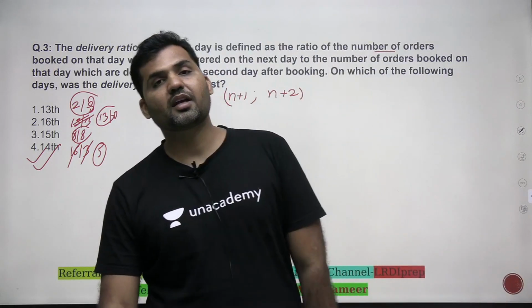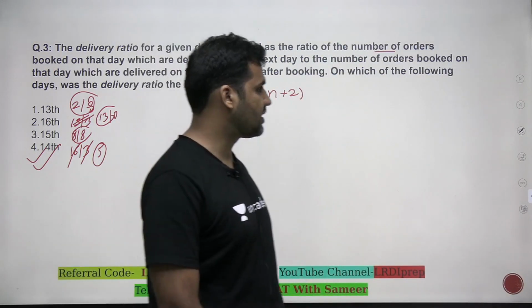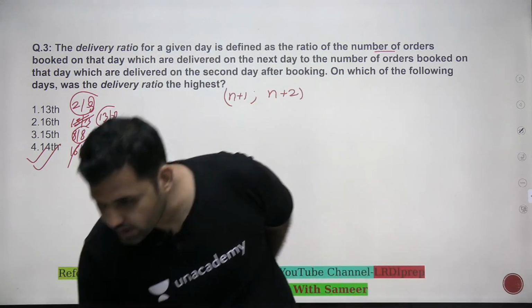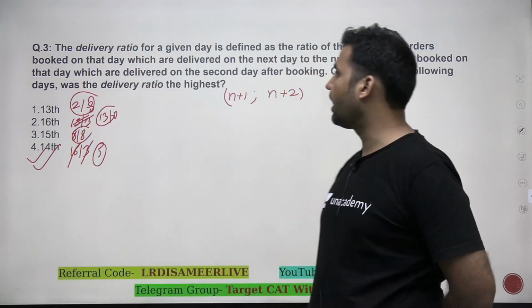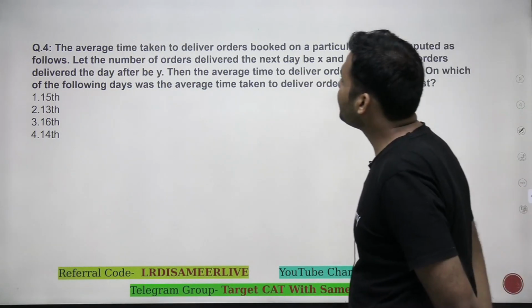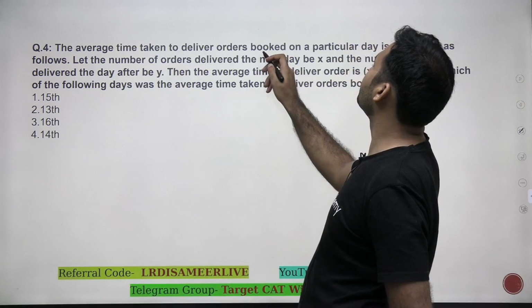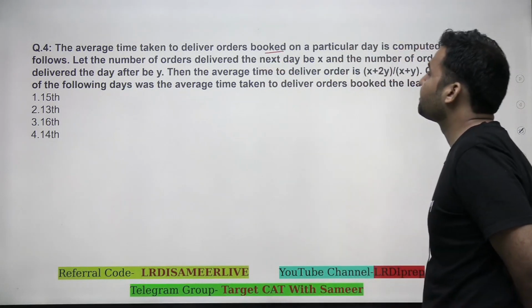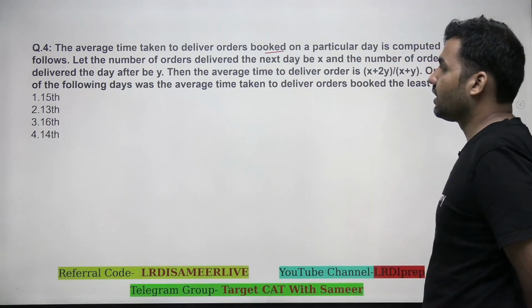This question came in CAT 2020 slot 3, right? A beautiful set, guys. Very, very important one. Now let's look at one more question, question number 4 of the set. It says, the average time taken to deliver orders booked on a particular day is computed as follows.